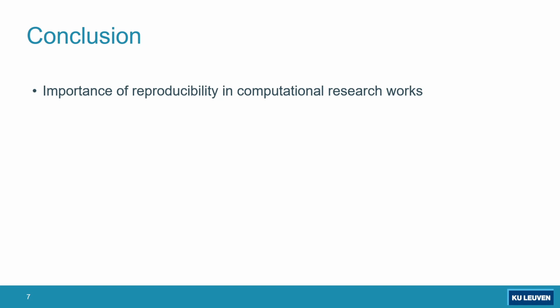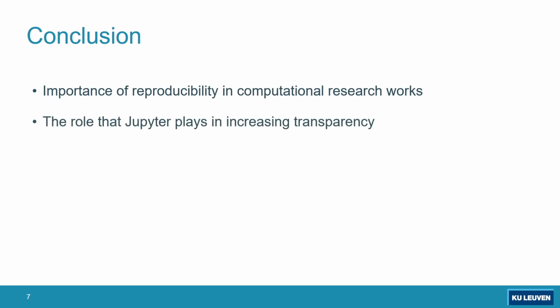In this presentation, I talked about the importance of reproducibility in computational sciences works, and the role that Jupyter plays in increasing transparency as one of the key aspects of reproducibility. And a use case related to model parameter calibration was shown as a proof of concept.